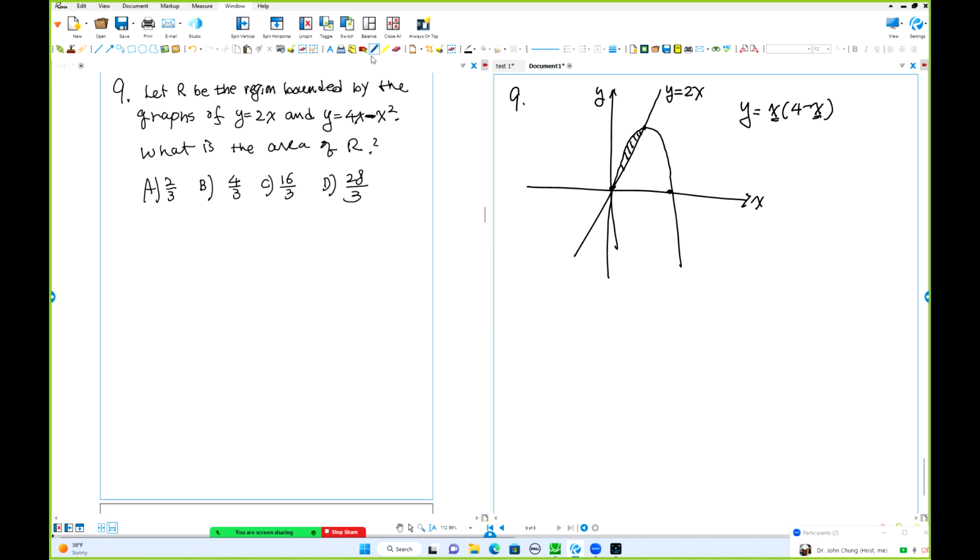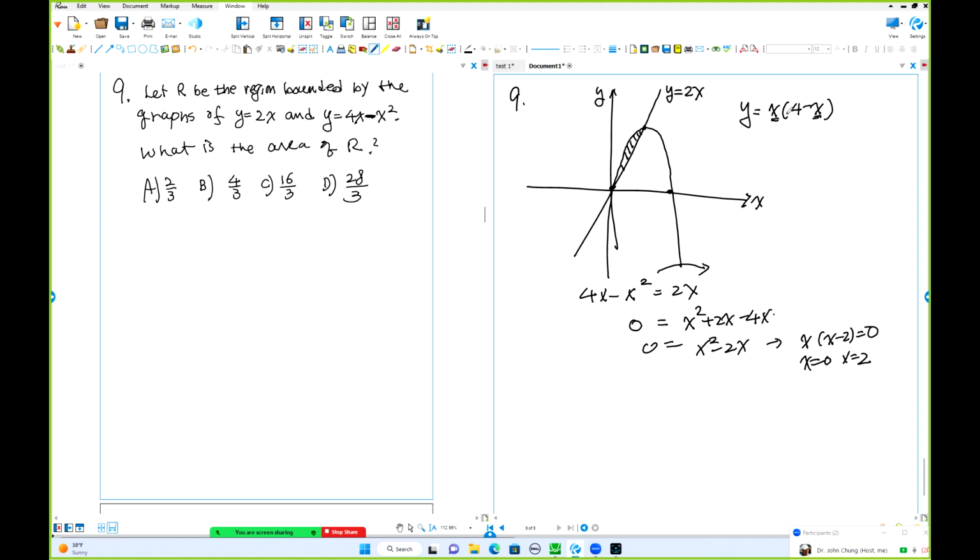We can prove this and solve it. We have two intersections there: 4x minus x squared equals 2x. Are you okay with this? Move everything to the right: 0 equals x squared plus 2x minus 4x, right? So 2x minus 4x gives x squared minus 2x. Now can you factor this? x times (x minus 2) equals 0. We have two intersections, x equals 0 and x equals 2, right?